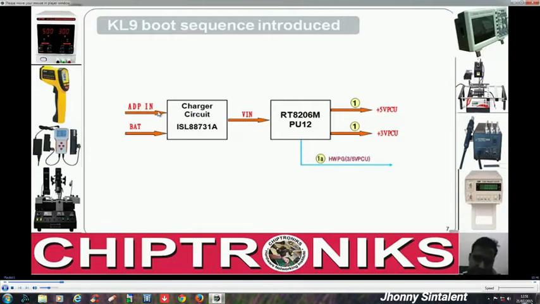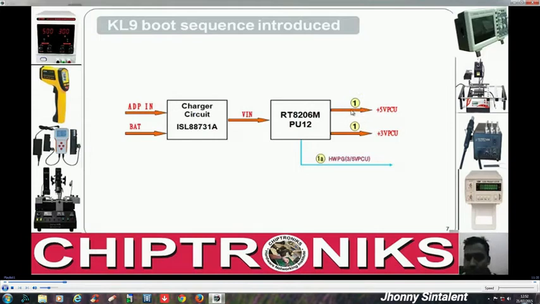We have inserted the adapter, or we have inserted the battery, then V in is generated, and it goes on to the 3.35 volt regulator IC, which is RT8206M, denoted by PU12 on the notebook motherboard of Lenovo Y470. And this 3.35 volt regulator IC generates plus 5V PCU and plus 3V PCU. This is the first step. Kindly note, this is the first step.